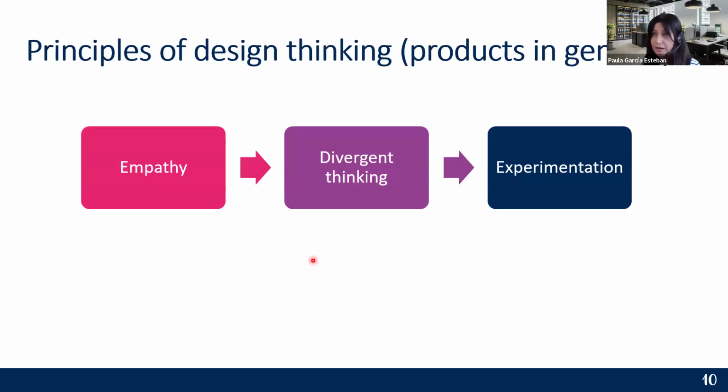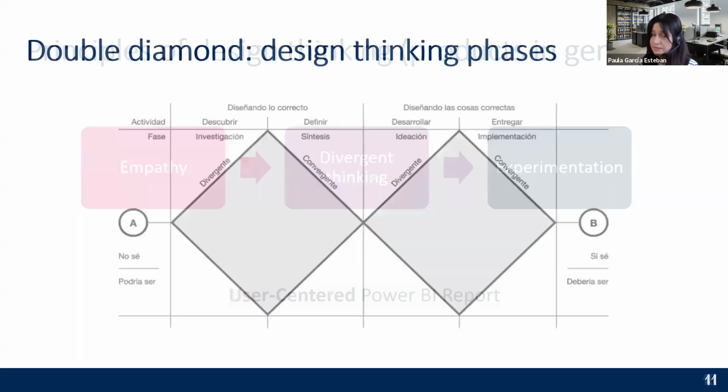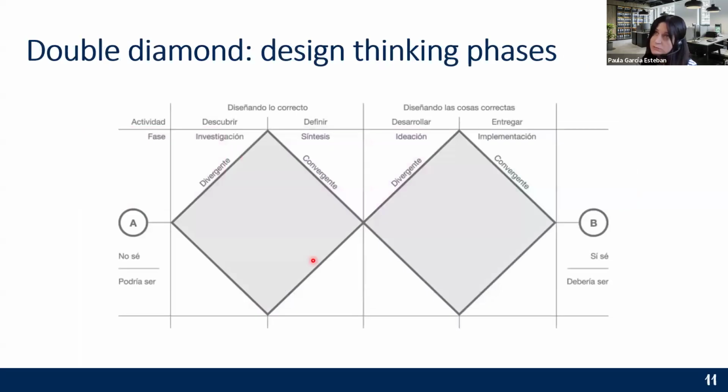The principles are empathy, divergent thinking, because we need to expand our ideas, and experimentation. And remember, we are talking about user-centered Power BI reports. This methodology is also known as the double diamond because of the phases of diverge, converge, diverge, converge.